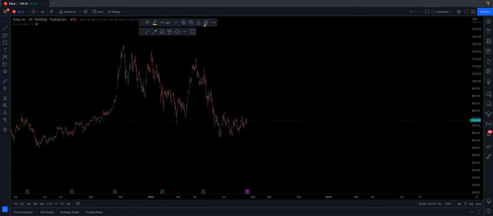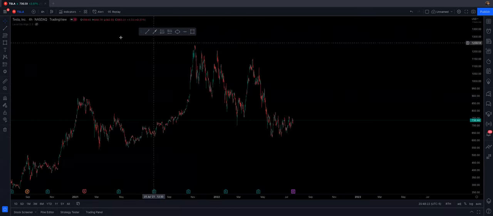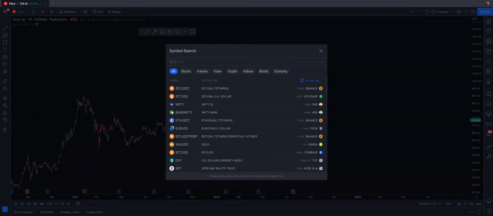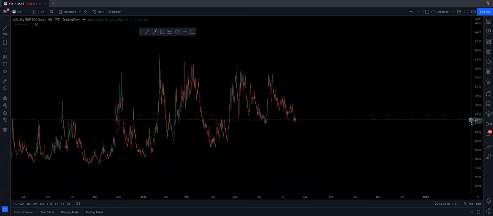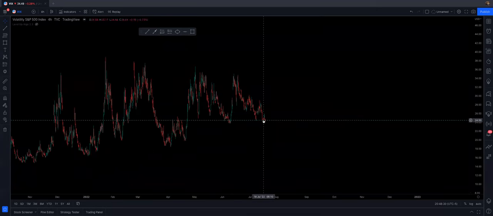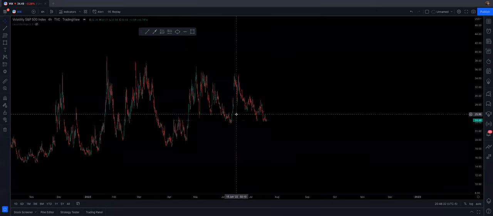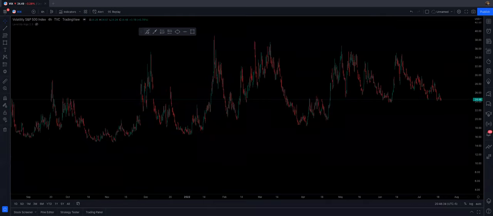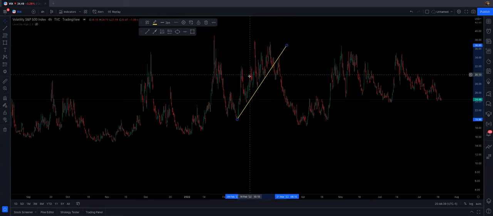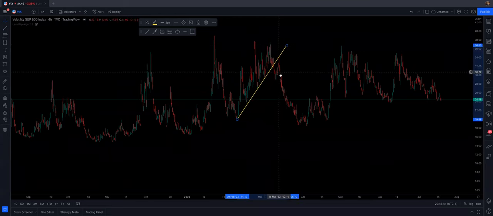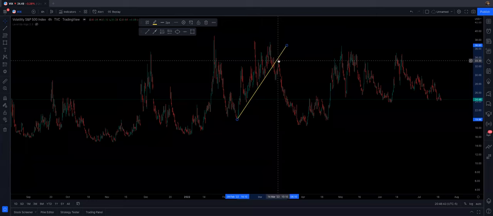Not really liking any of these. Let's see. Here goes a good one. VIX makes a lot of them. So this is a regular trend line, right? So we pretty much had this little trend line, and then we had the breakdown, the retest right here.